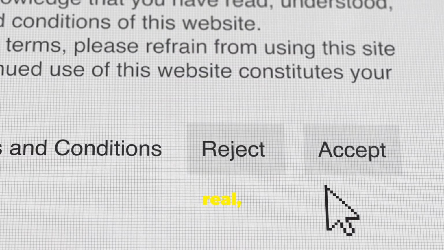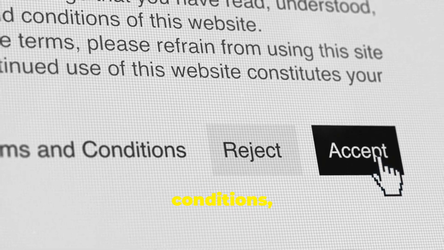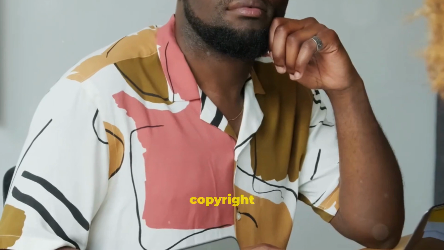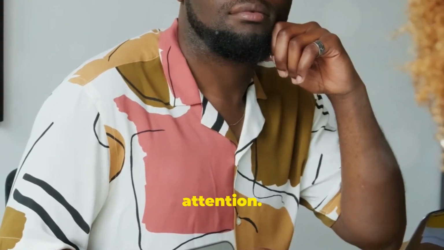Okay, let's be real. Nobody reads the terms and conditions, right? We just click agree and move on with our lives. But when it comes to YouTube's copyright policies, you really need to pay attention.